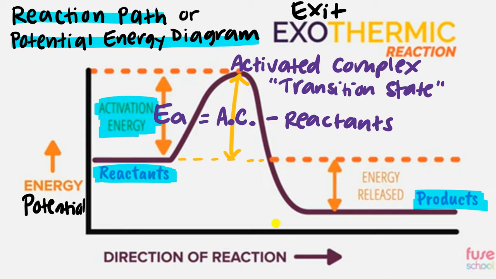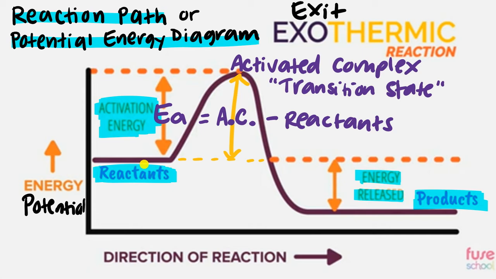Another thing that I want to point out on this reaction path diagram is the amount of energy released, and how we can determine the quantity of that energy by reading one of these diagrams. So they've labeled here the energy released, and they are exactly right. It is the difference between where the products are and where the reactants are. In other words, how much energy the products have minus the amount of energy that the reactants have.